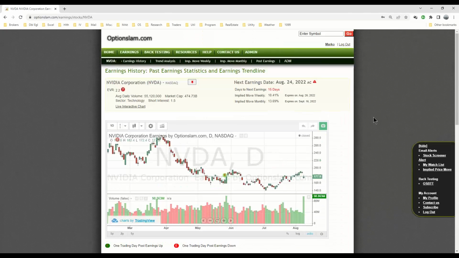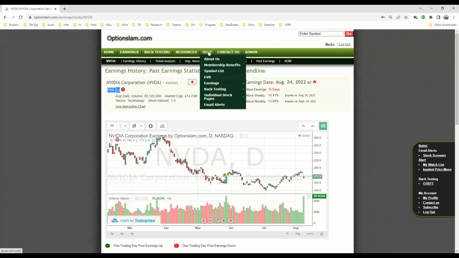Now, one bit of data that I neglected to mention that's up here in the top section, the section that travels with you across all of the stock specific pages, is the current EVR right there, 2.2. The current earnings volatility rating of Apple is 2.2. You can learn more about EVR right here under the help menu. It is the earnings volatility rating. We rate all stocks as to how volatile they are as a reaction to their earnings event. How volatile is XYZ stock the day after it reports earnings? You can read more about EVR right here.